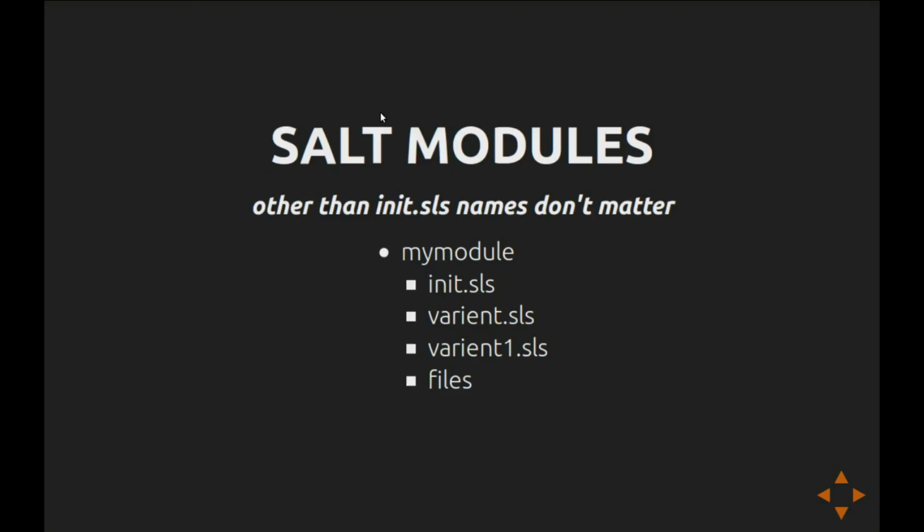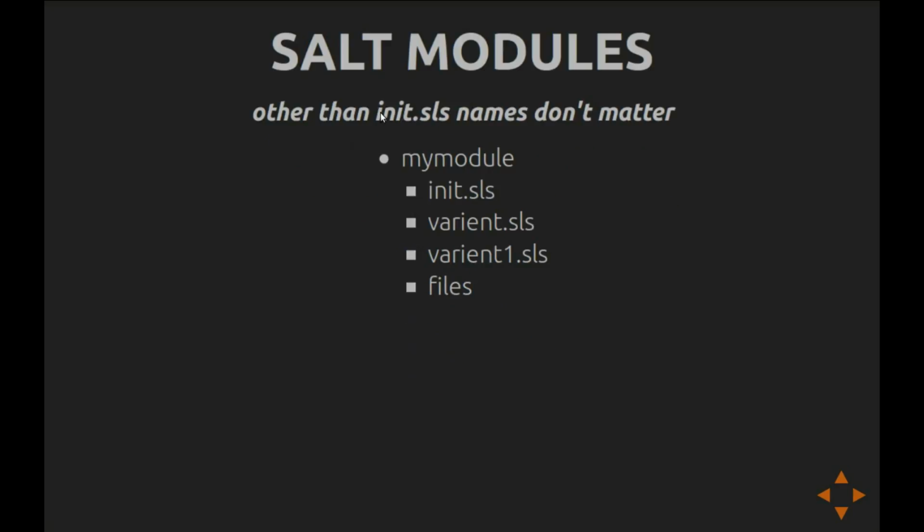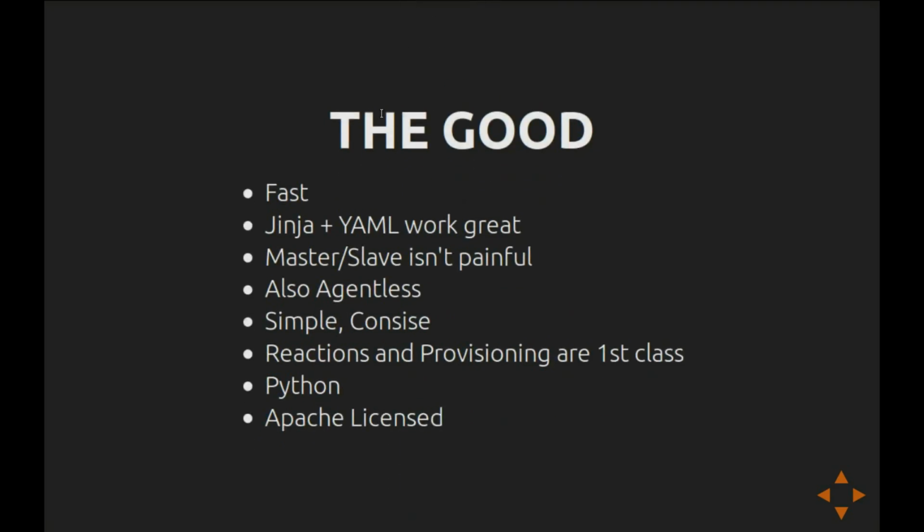In Saltstack, other than the file called init.sls, the names don't matter. So you can structure your directories however you want or however you need. It's the most forgiving on that front. Init.sls is, think of it as main for all intents and purposes. That's whenever you reference the module elsewhere in configuration, by default, that's the one that's going to get run. All of the other ones, you can reference them by, for example, mymodule.variant or mymodule.variant1 to reference those files. And then you can have a subdirectory with any additional configuration that you might need.